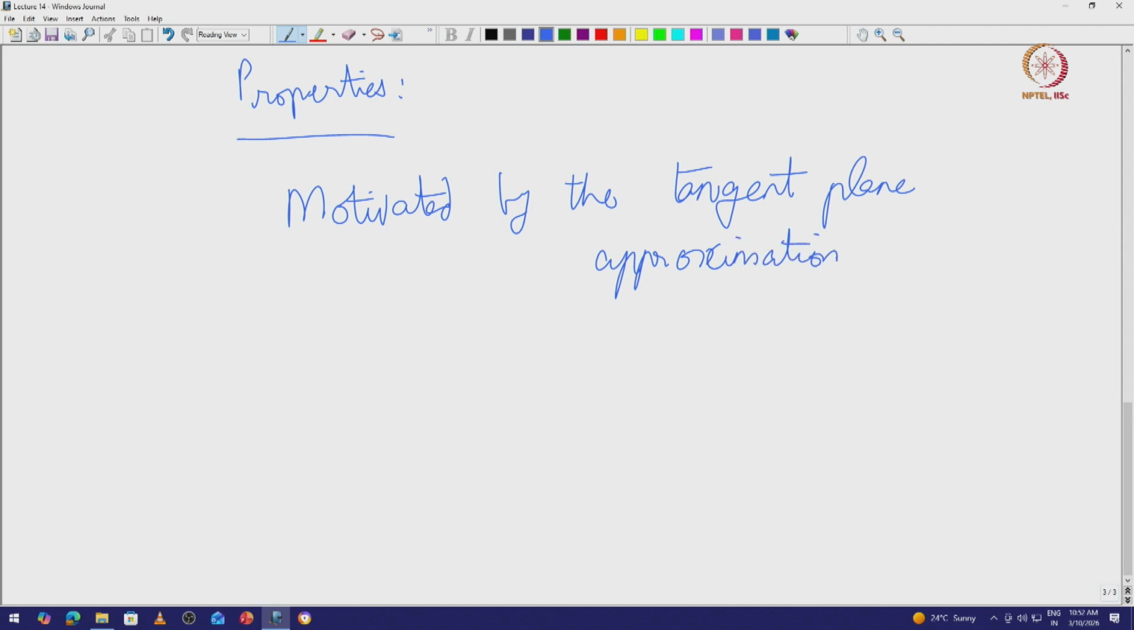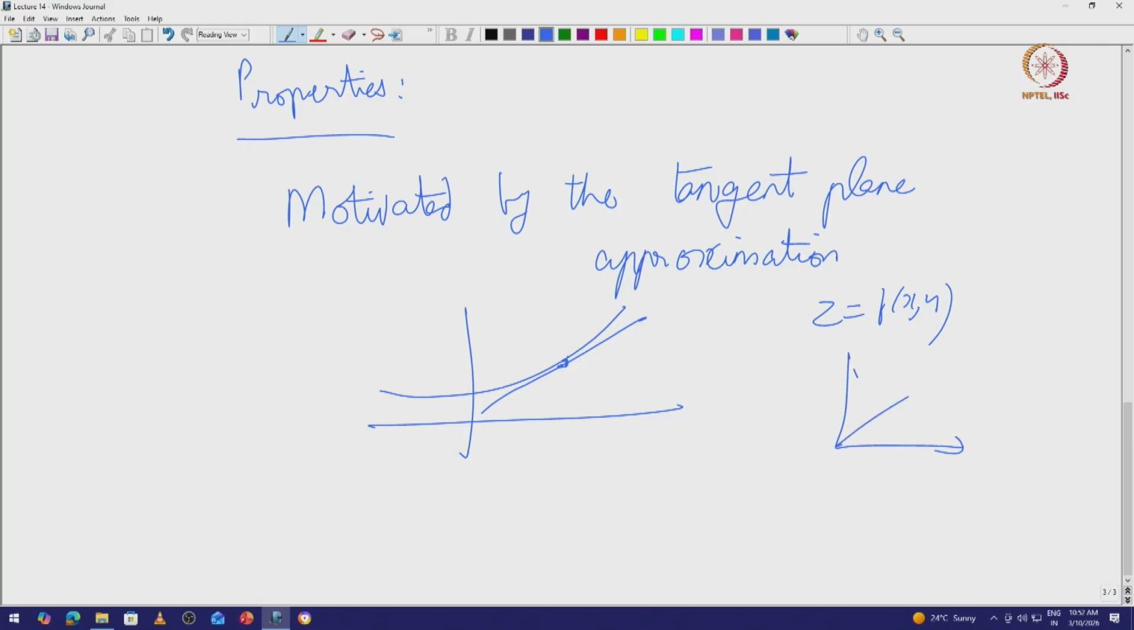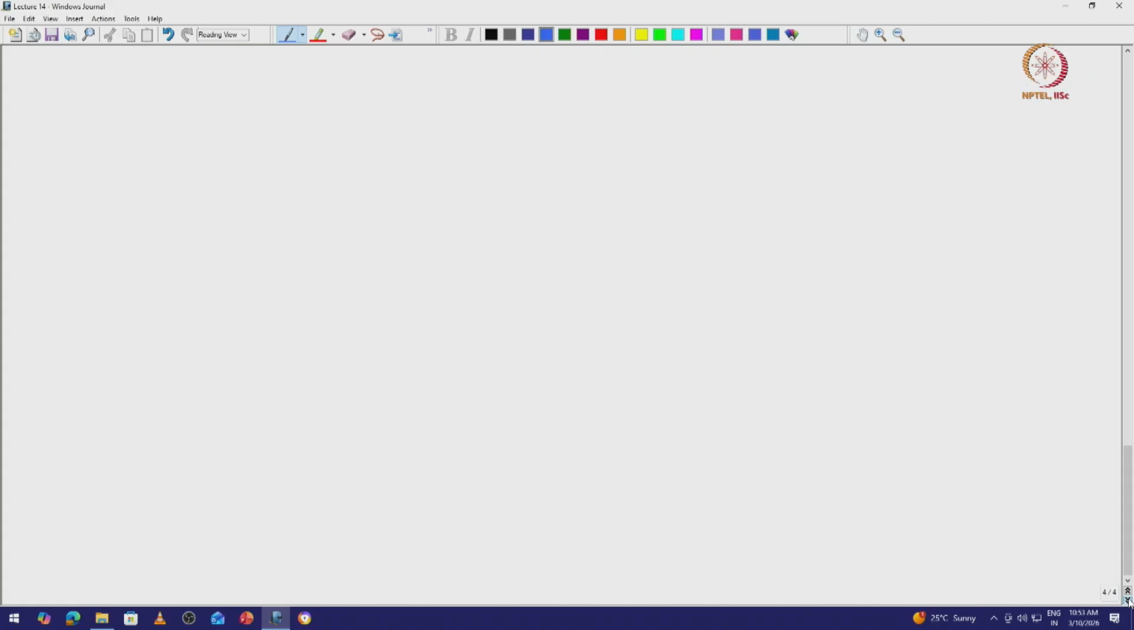In other words, just like a curve is expected to be approximated by its tangent line, if say you take z equals f of x y, that will be, for example, a surface, and it's expected to be approximated by a tangent plane, right? So what then is the definition of a tangent plane? So the simplest way is as follows. You simply truncate the expression for the derivative.